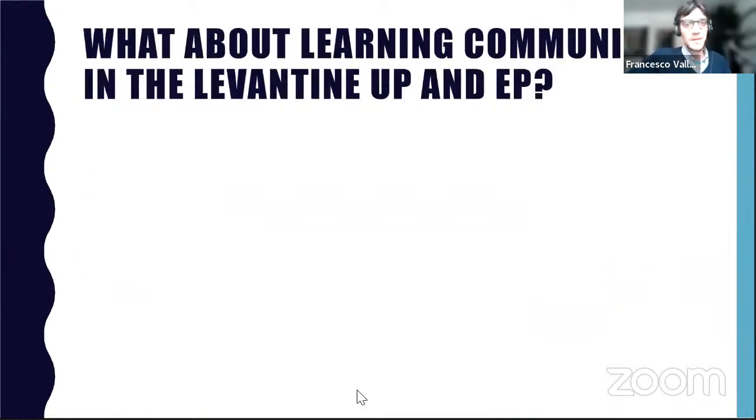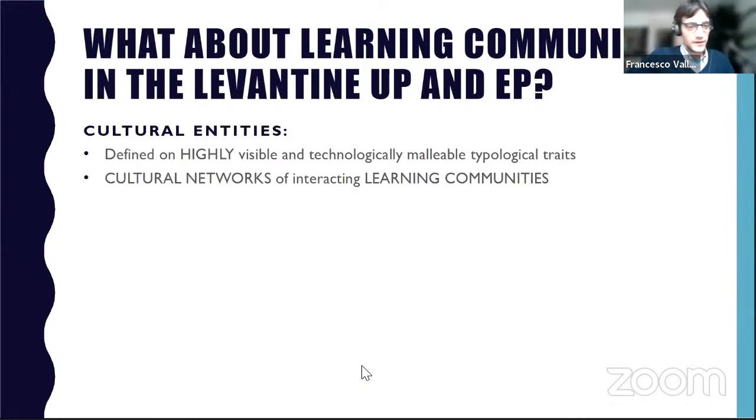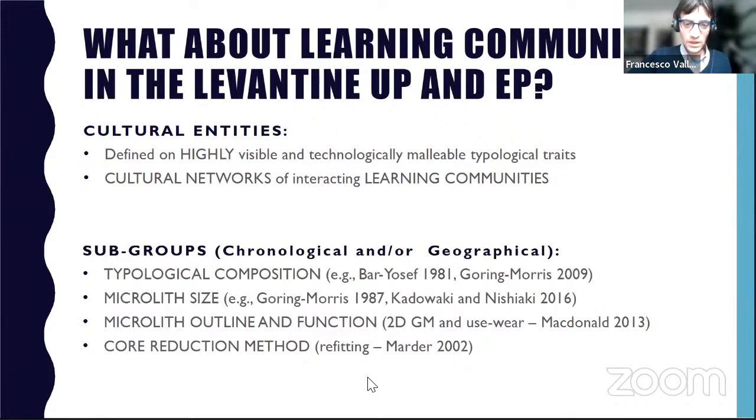So, what do we know about learning communities in the terminal Paleolithic of the Levant? We have cultural entities that are defined based on highly visible and technologically malleable typological traits. So they are more likely to represent cultural networks rather than single learning communities. There is a series of studies in the past that try to define subgroups within these cultural entities based on different traits like typological composition, again, size of microliths and other more quantitative attributes, and also technological traits.